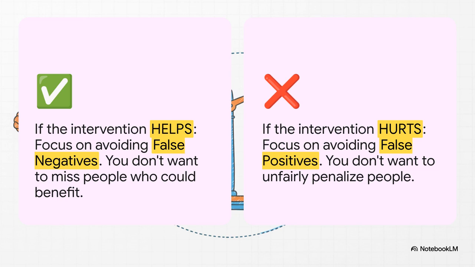So here is a powerful way to think through that choice. Ask one simple question. Is the AI's action going to help someone or hurt someone? If the action helps people, like offering them a spot in a useful training program, then the worst mistake you can make is a false negative. That means missing someone who really could have benefited. But if the action hurts someone, like denying them a loan, then the worst mistake is a false positive. That's unfairly penalizing someone. The context completely changes what kind of mistake you're willing to tolerate.